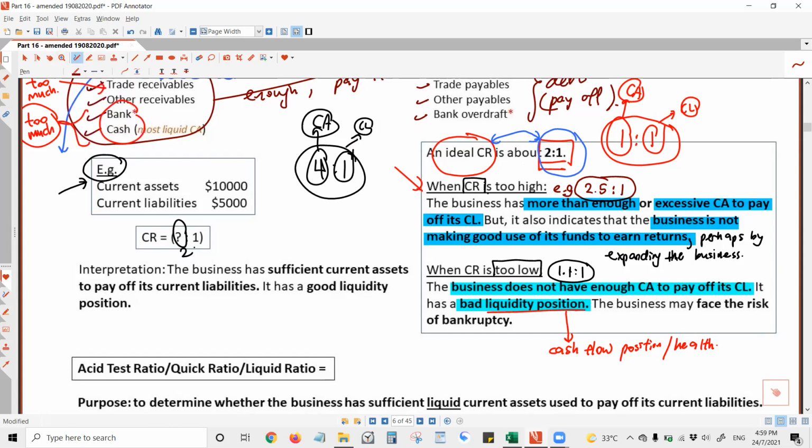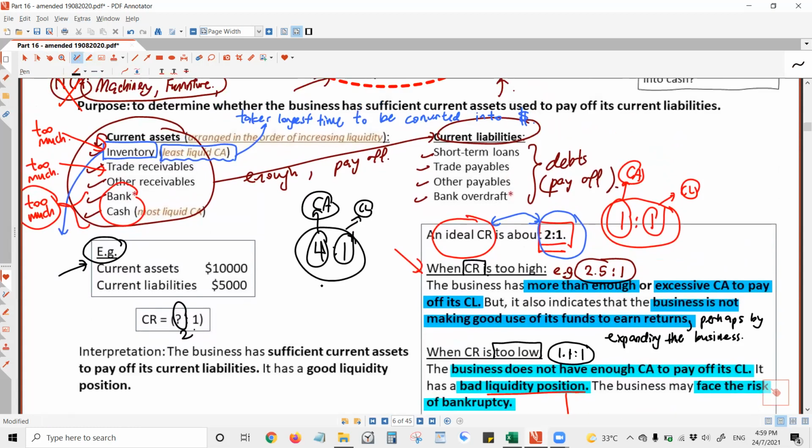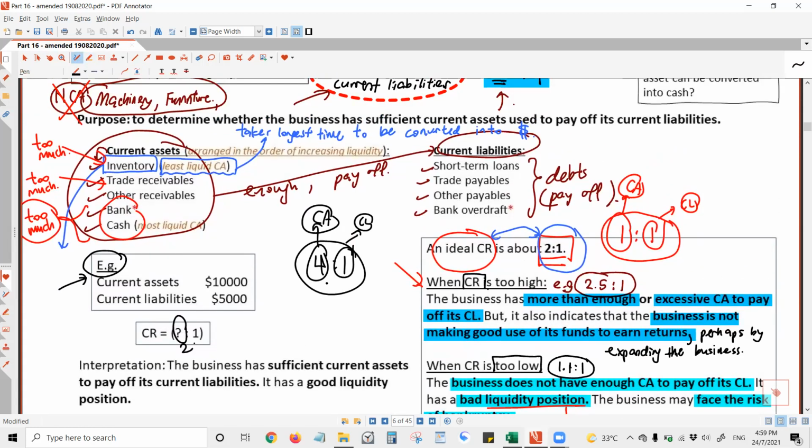Okay. And then if the question is a 3-mark question, then you continue to write, the business may face the risk of bankruptcy. Bankruptcy means closing down. Okay, so since inventory is the least liquid CA, just now I said, it means it takes the longest time to be converted into money.